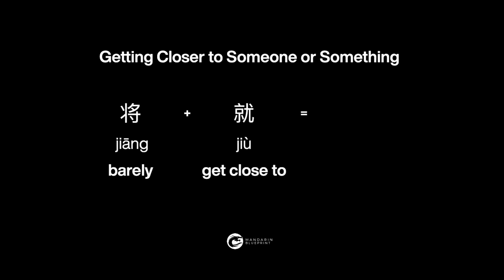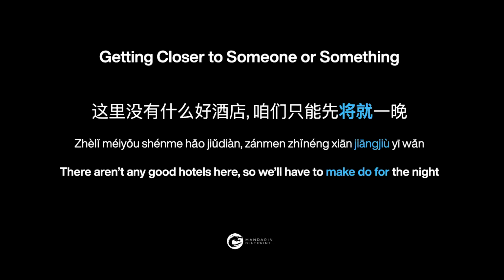Now this is a word that you actually may use in your day-to-day life, even as an intermediate, which is 将就. Now, 将, this character has a bunch of usages, but one of them is to say like barely or just. So just barely get close to, well, this means make do with. 将就. You'll use it in many different contexts, but here's one example. 这里没有什么好酒店，咱们只能先将就一晚. There aren't any good hotels here, so we'll have to make do 将就 for the night. Very useful word. Hey, we all have to make do sometimes, so 将就 is the word you're going to want to use in that moment.